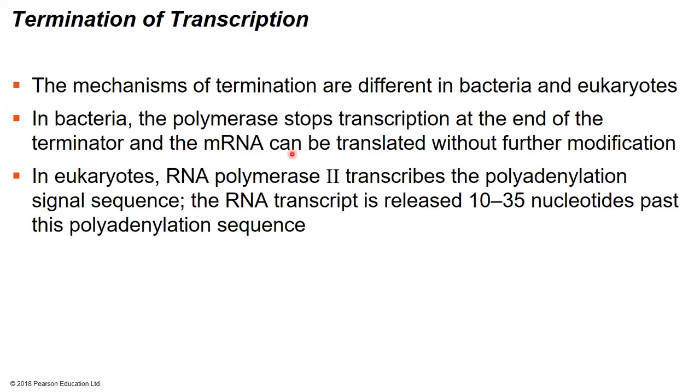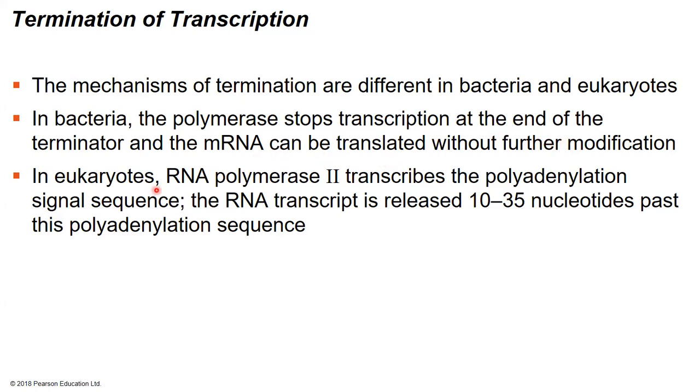So far we discussed the details of initiation and elongation. The last stage of transcription is termination. There are different termination mechanisms in bacteria and eukaryotes. In bacteria, the polymerase stops transcription at the end of a sequence called the terminator, and the mRNA could then be translated without any modification.